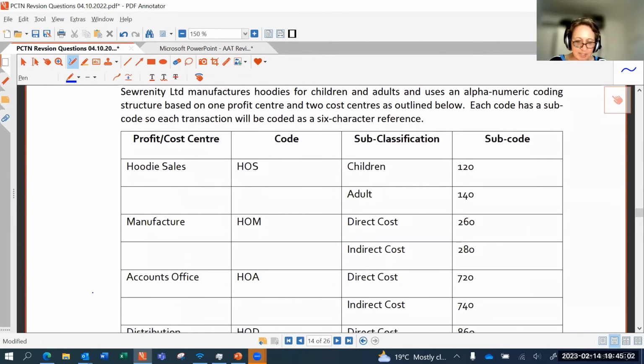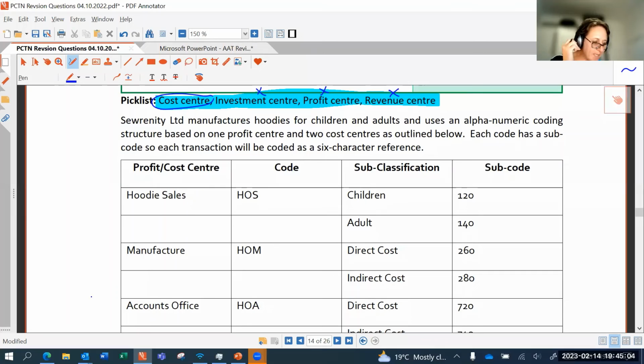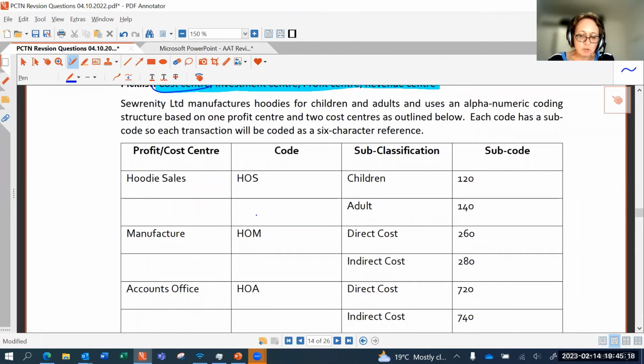Next little bit then, just to finish off, the coding part. And these questions can vary, I think, a little bit in terms of difficulty. I think this one's quite a nice one, but you can see what you think. Serenity manufactures hoodies for children and for adults. Okay, so that's all they do. They make hoodies, some for children, some for adults.